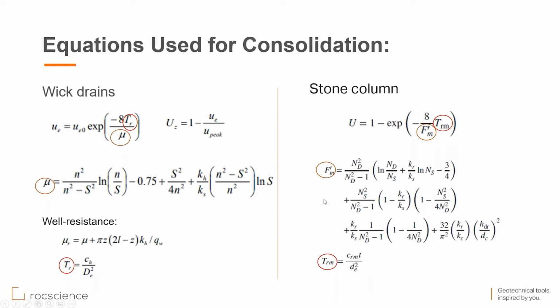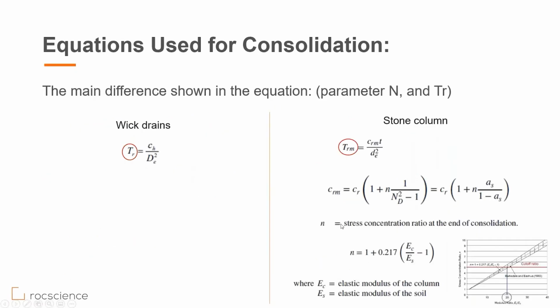These 2 equations, I don't want to go too much into details, but they are similar, but they do have a very distinct difference, which later comes down to the calculation of the TR, which then actually incorporates the stress concentration ratio of the stone columns to the surrounding soil. So the drainage equation takes into account the stiffness ratio of the columns to the surrounding soil, whereas wick drains will simply consider its own smear zone parameter as an input.